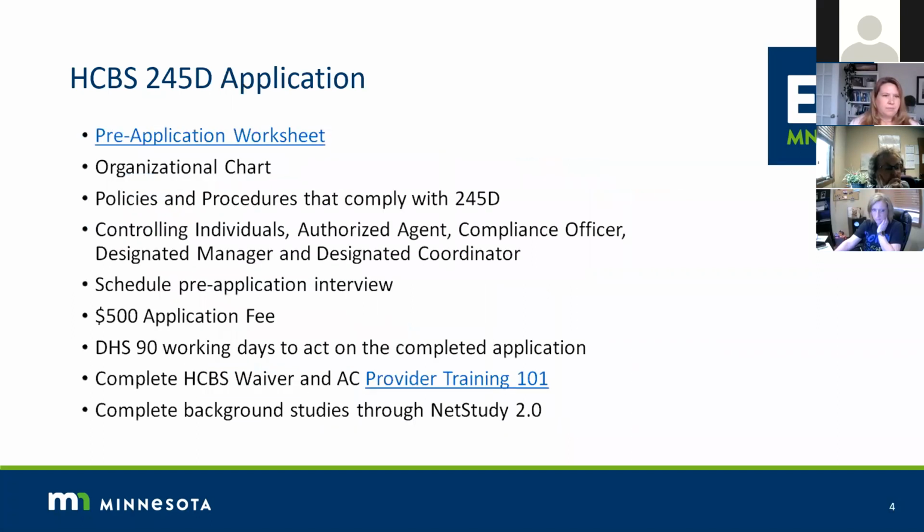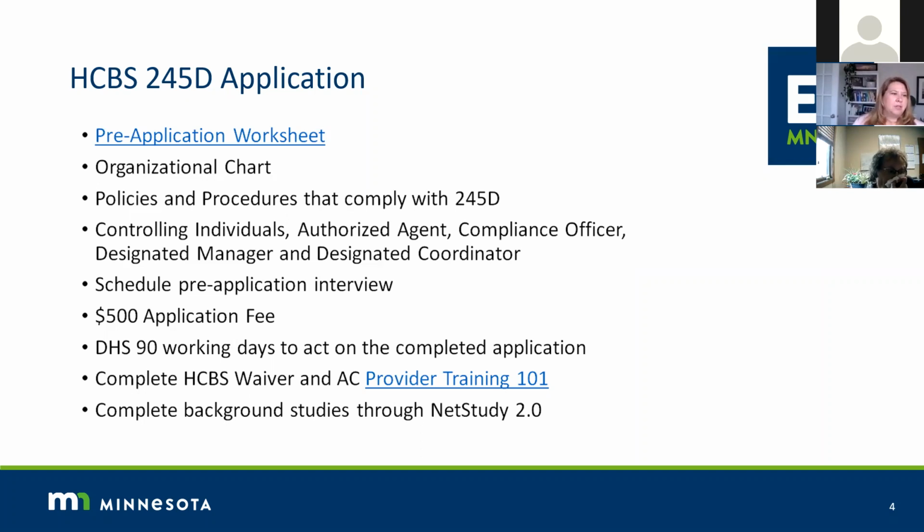And we'll talk about some of the requirements and things that you need for that license. So the first thing that you want to gather for a 245D license is a pre-application worksheet. The worksheet is actually 16 pages long, so it's not a one-pager, but it is information that you're going to need to gather and pull together to be able to apply for that license. There's information that's going to be needed about your agency, such as your organizational chart, and that information you want to include the highest level of authority in the company, who the controlling individuals are in the agency, the designated coordinator and designated manager for the agency, and we'll talk about what those positions are and what those responsibilities are.